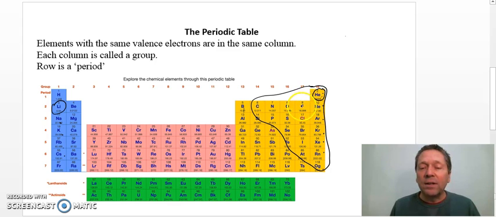Now these elements here, fluorine, if it was to gain 1 electron, it would have the same electronic configuration as neon. So all these ones here, all the group 17, they all tend to gain 1 electron and become similar to the inert gases as well.